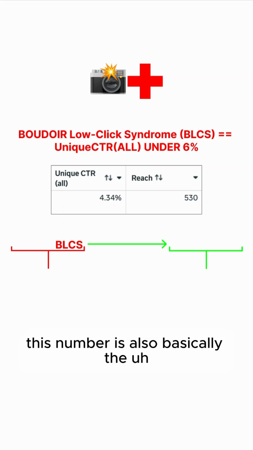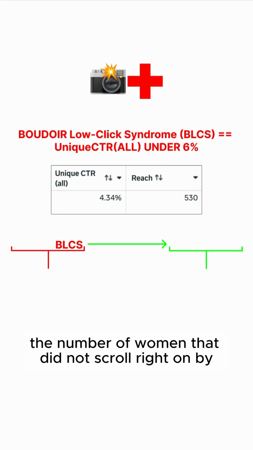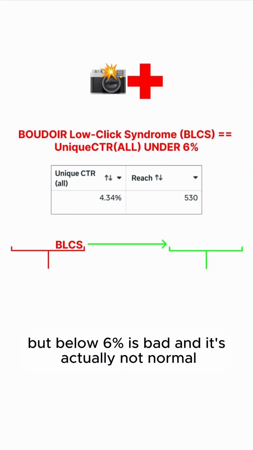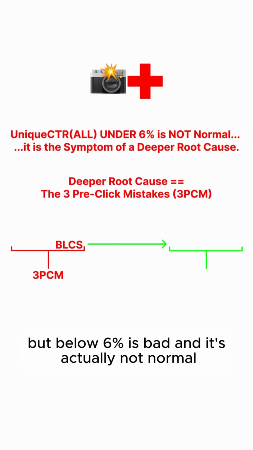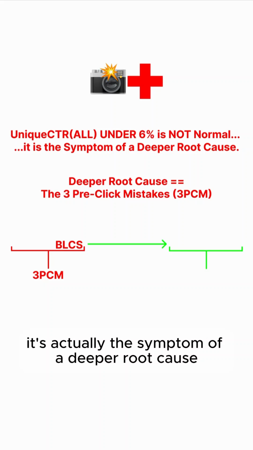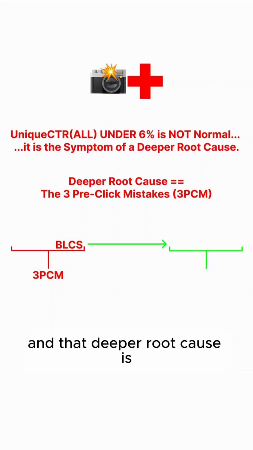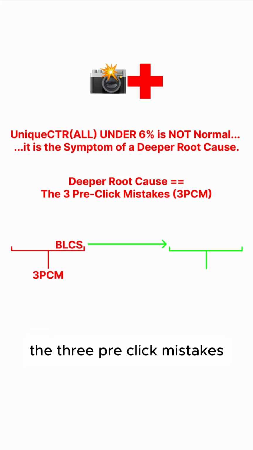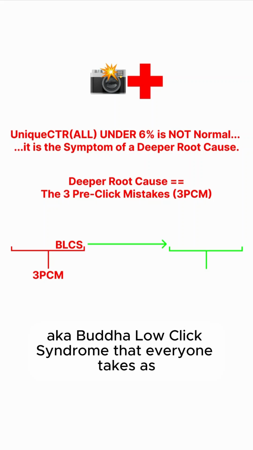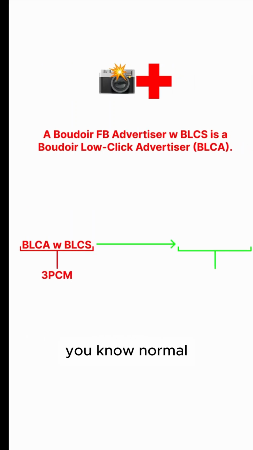This number is also basically the number of women that did not scroll right on by. So yeah, we want to get this as high as possible. But below 6% is bad. And it's actually not normal. Although it's common, it's not normal. It's actually the symptom of a deeper root cause. And that deeper root cause is the 3 pre-click mistakes. So that's what actually causes BLCS, aka Boudoir low click syndrome, that everyone takes as normal.